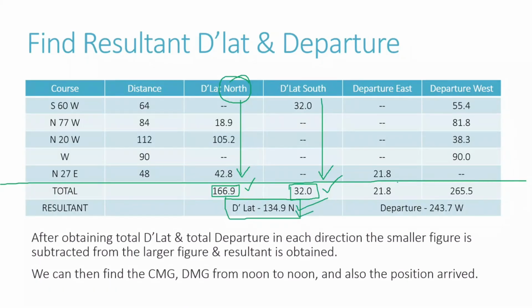Same thing done with departure, easterly departure, westerly departure. Westerly is bigger, so west minus east, 265.5 minus 21.8 gives us 243.7 westerly departure. So we have the resultant D-lat and resultant departure. Now once we have these, we can easily calculate our final position as well as the course made good and distance made good. Okay? So now tell me beta, up to calculating D-lat and departure, are you having any doubts?